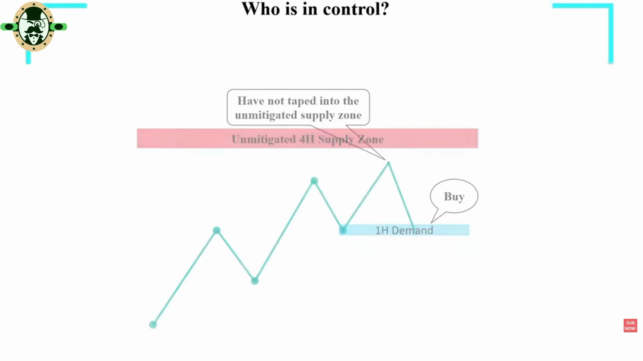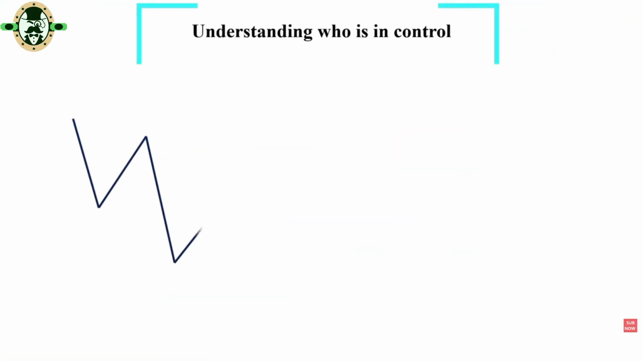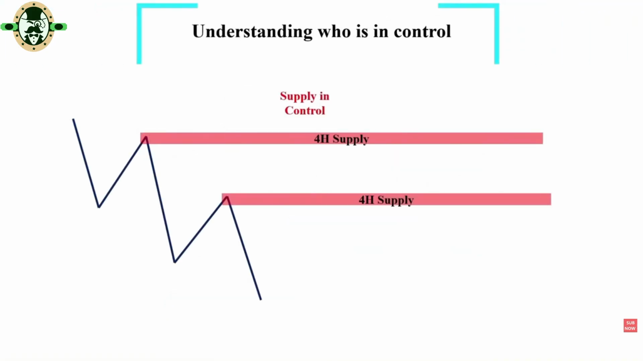Let's use an example. Imagine a 4-hour structure showing a clear downtrend. Supply is in control, even though the short-term trend shows higher highs and lows. As long as price remains below the 4-hour supply zone, we maintain a bearish bias. But if price breaks that zone, demand takes control.